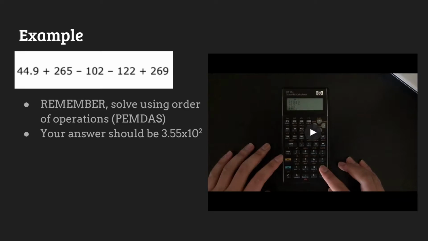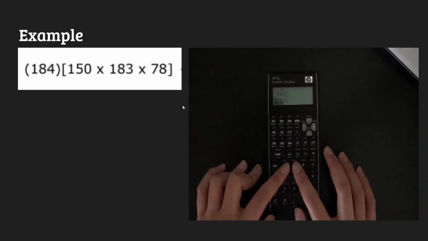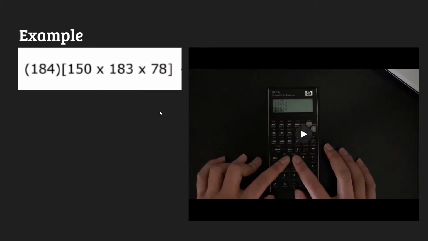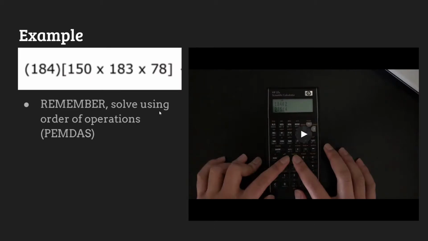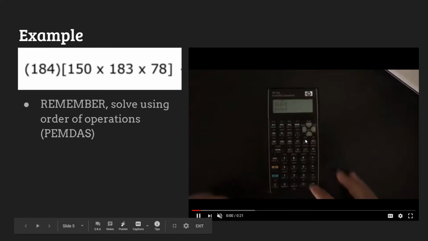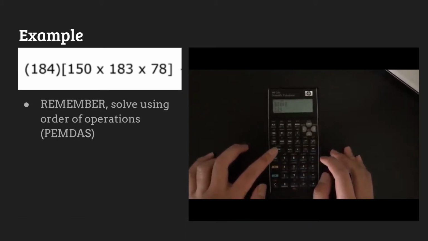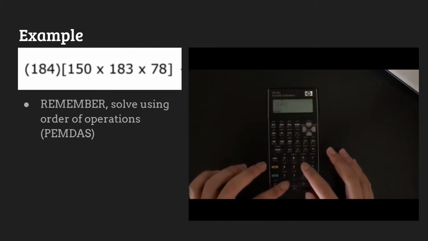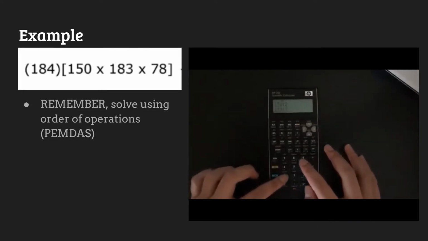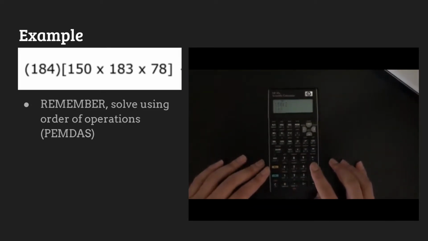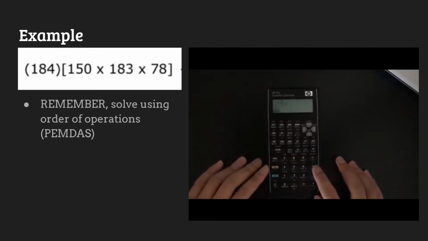Whenever we were going through that example, you may have noticed that I did work from left to right. Similar to reading text, you're going to be working like that with these equations as well. This is our second example, another reminder to solve using order of operations and left to right. So I put in 184 first since it's at the leftmost, and then I start working within the brackets. Then I put 183, then I multiply, and then 78, and then I multiply. And once I get that, I multiply it by 184.